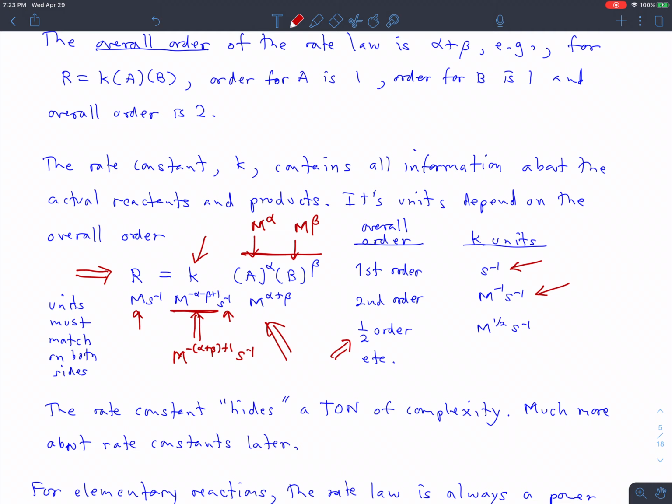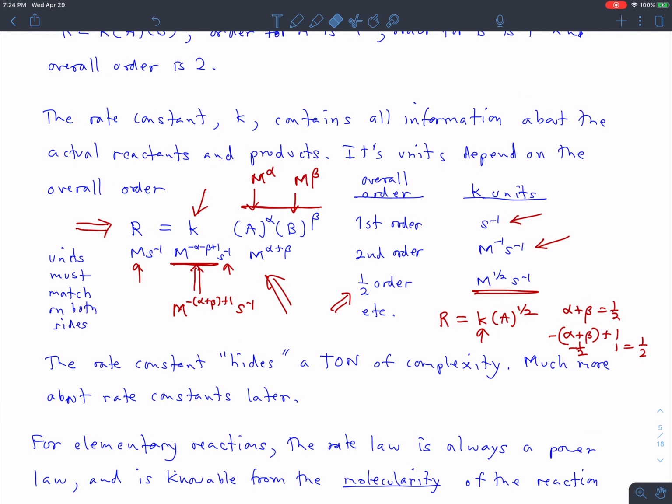If the overall order is a half order, that would be something like R is equal to K A to the 1/2 power. That kind of thing happens. It isn't even that rare, actually. A half power is not real common, but not at all unusual. Then the overall order is a half. Alpha plus beta in this case is a half. Alpha plus beta minus 1 is minus a half, plus 1, which is plus a half. And so the units for the rate constant in this case are molar to the 1/2, seconds to the minus 1. You can have weird units on rate constants if the overall order is a weird power, like 2/3 or 1/3 or pi or something like that.